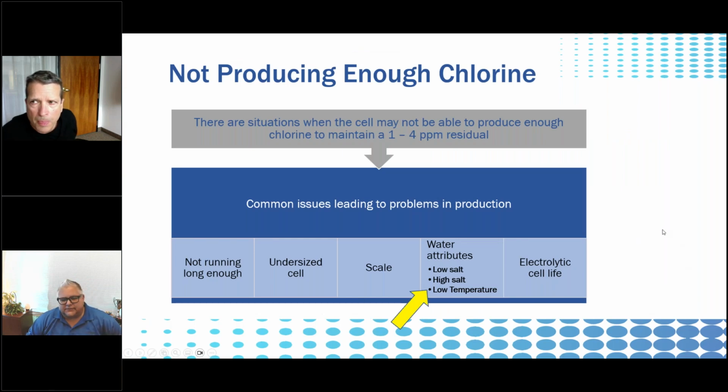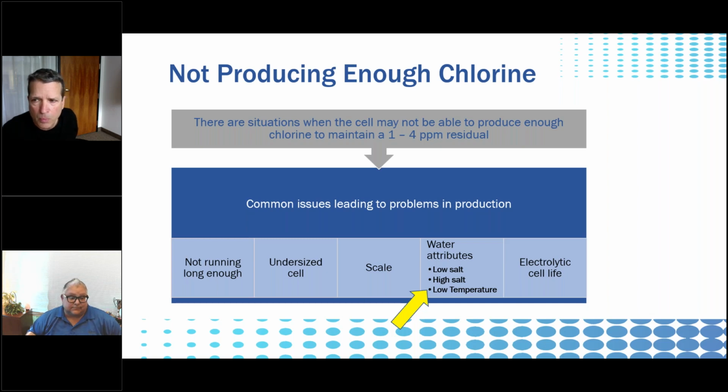Now, there are some water balance parameters that can lead to not enough chlorine. Low salt actually can be an issue. If you don't have enough salt, you can't break enough apart in order to create active chlorine. So you do have to make sure you have enough salt in there. But on the flip side of that, when you have too much salt in the water, electricity doesn't move as well as it should, and we end up not producing enough chlorine that way also. So you have to be careful, make sure you're maintaining it in the right range. And that varies a little bit from manufacturer to manufacturer, but make sure that you're just balancing appropriately.